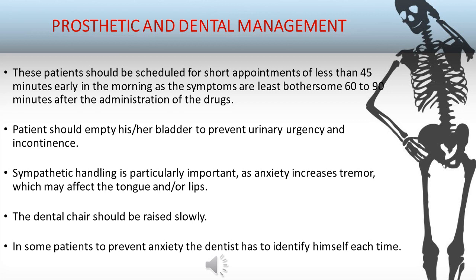Sympathetic handling is particularly important, as anxiety increases tremor, which may affect the tongue and lips. The dental chair should be raised slowly so that the patient is adjusted to the upright sitting position to prevent orthostatic hypotension. In some patients, to prevent anxiety, the dentist has to identify himself each time, use simple words and short sentences, and limit the use of face mask.